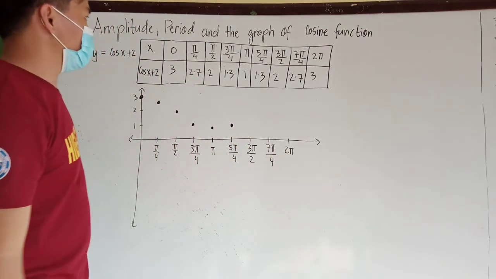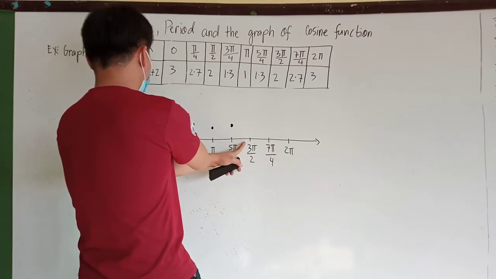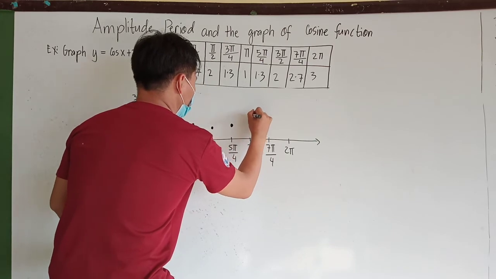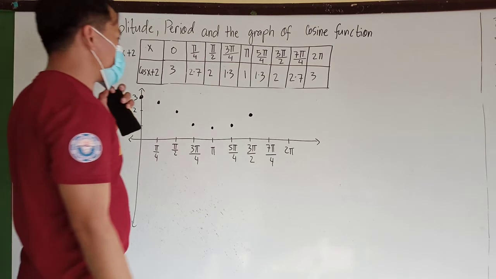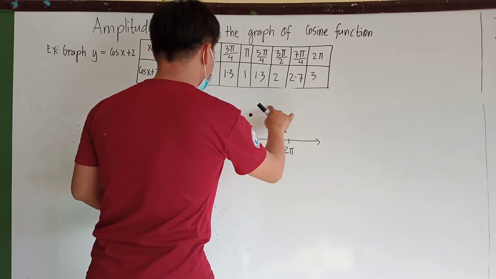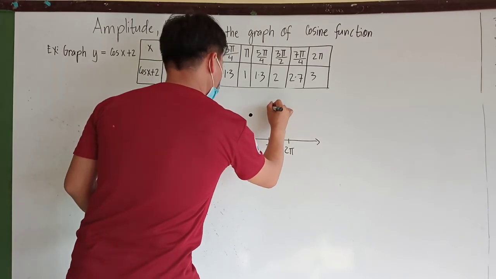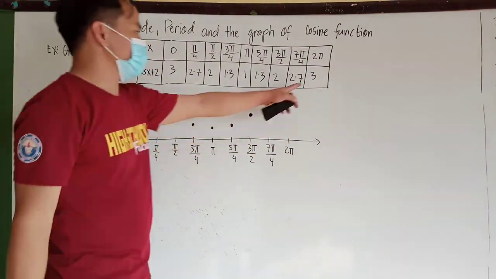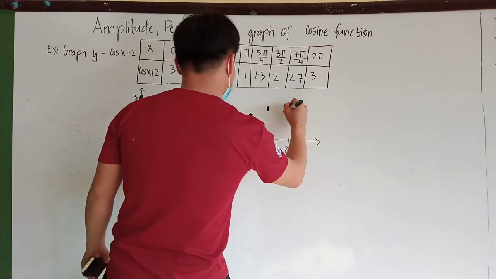Next, we have 3 pi over 2, and we have 2 as the value. Next, 7 pi over 4. We have the value of 2.7. So along with this point, we have 7 pi over 4. Next, we have 2 pi with a value of 3 for cos of x plus 2. So we have 3 here on the peak.